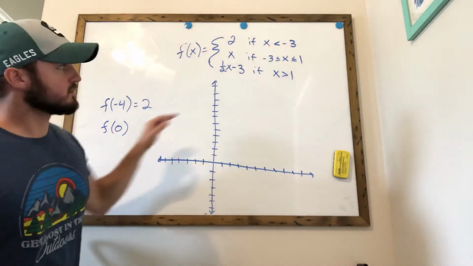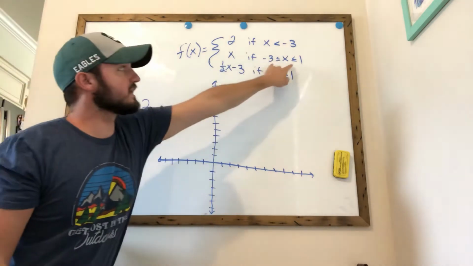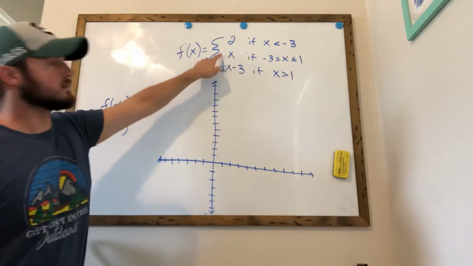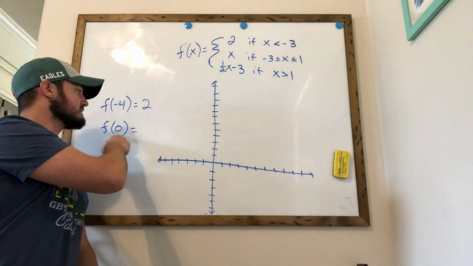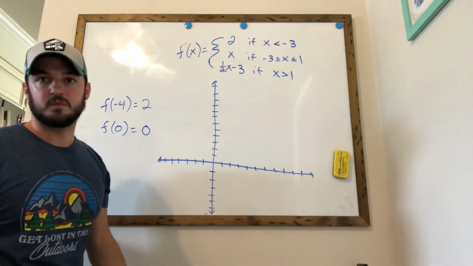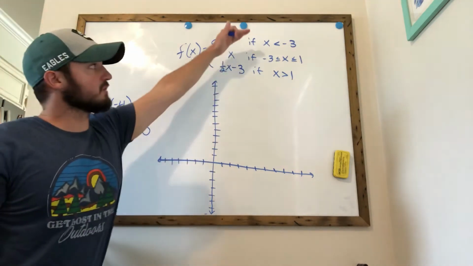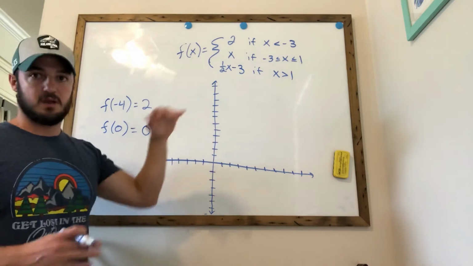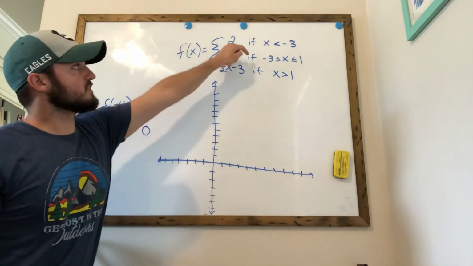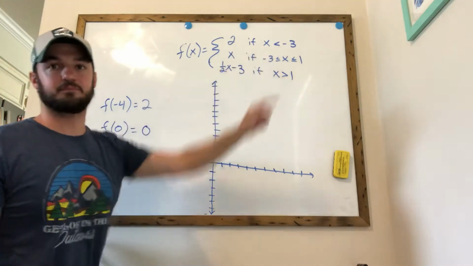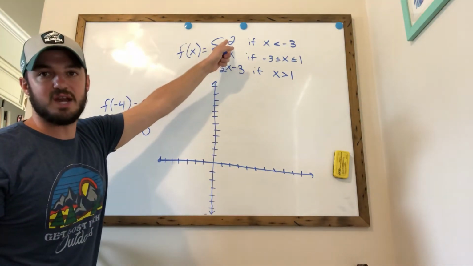What about 0? Which piece's domain does that fit into? Well, 0 is between -3 and 1, so we're fitting into this domain, which means the value of the function is x. So if x is 0, our function is 0. Now keep that in mind as you're graphing, to remember that there are 3 different pieces to this graph. It's not like 3 lines all extending on forever. Remember this 2 only exists when x is less than -3, okay? And these are equations, they're lines, they're graphs.